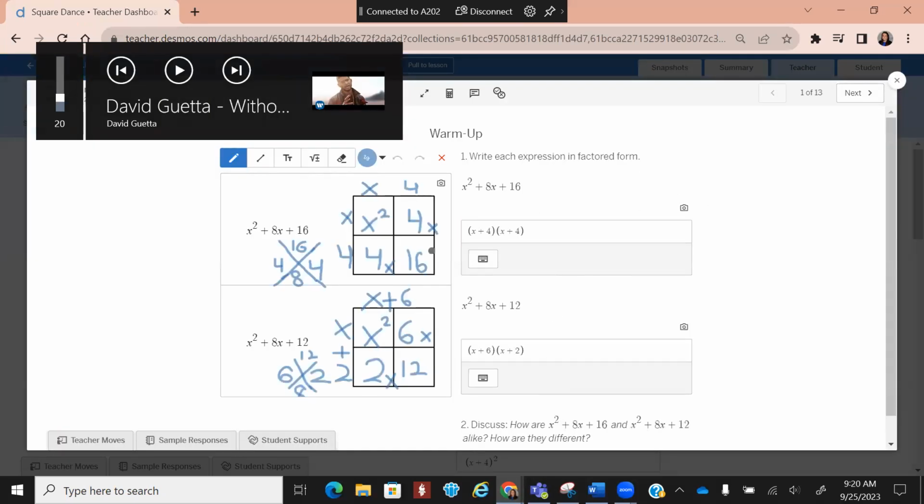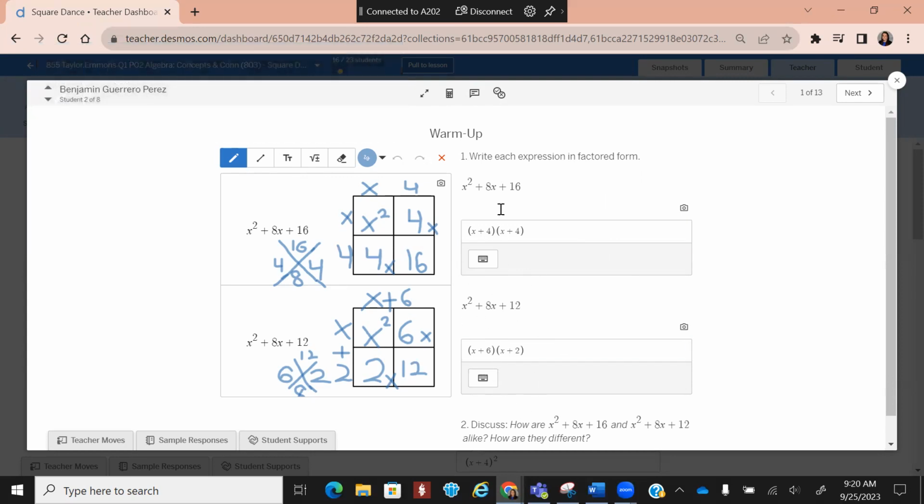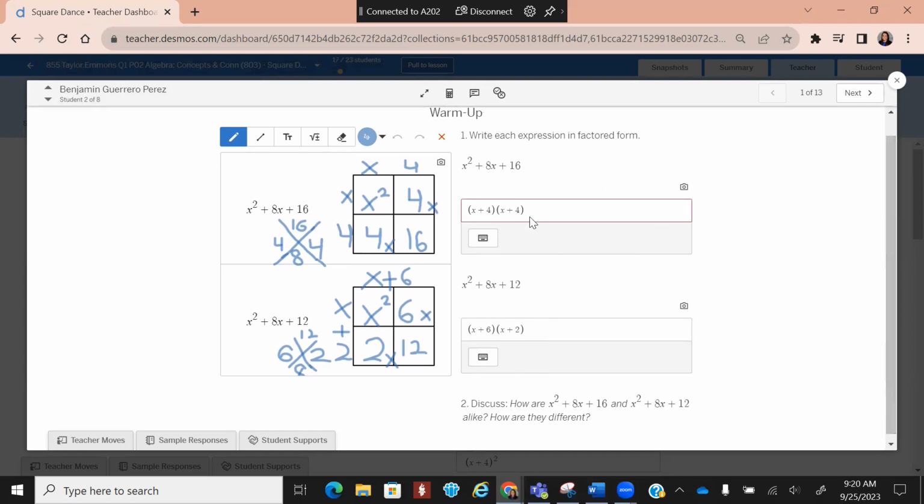Let me use Benjamin. Look at his work. First of all, look at that handwriting with a mouse pad. Great. Do you agree? How are they similar? How are they different? How are these answers similar and different? Look at them. Well, this one's repeating, right? And these have two different ones, right?